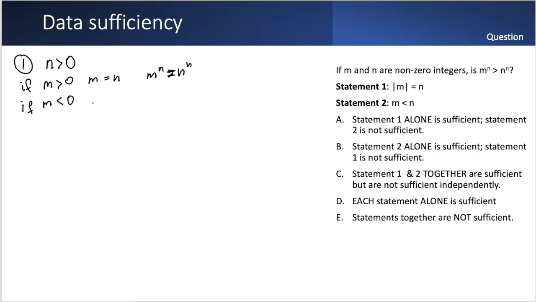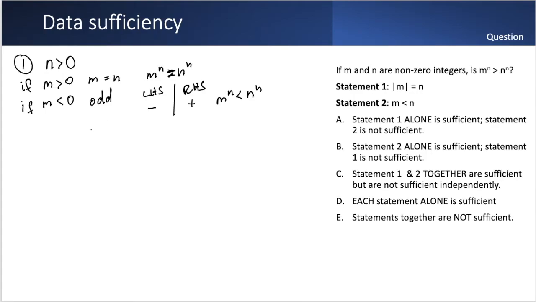So let's first say that m is negative and odd. In that case, the left-hand side, a negative to the power of something odd, will be negative. The right-hand side will be n, which is positive, to the power of something positive. This will be positive. So in that case, we can be sure that m to the n will be smaller than n to the n.